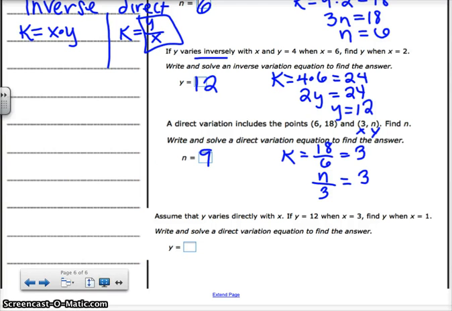You can use your mental math too. You can say 18 divided by 6 is 3. What divided by 3 is 3? Okay? And 9 divided by 3 is 3.